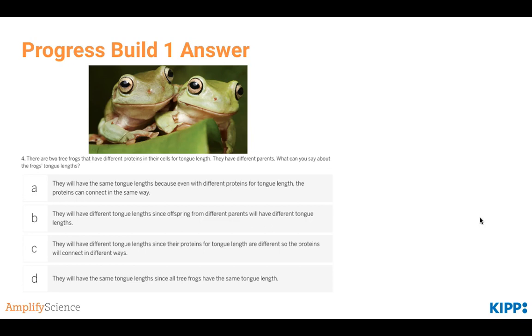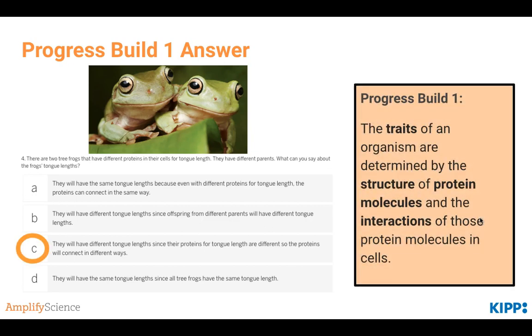Okay, let's see what the answer is. Progress Build 1, and the answer is C. Make sure that you are checking your answer with the Progress Build 1 concept so you can understand why C is the correct answer. I know you're a 1 for 1. Let's see if we can go for 2 for 2. Let's move on to Progress Build 2.